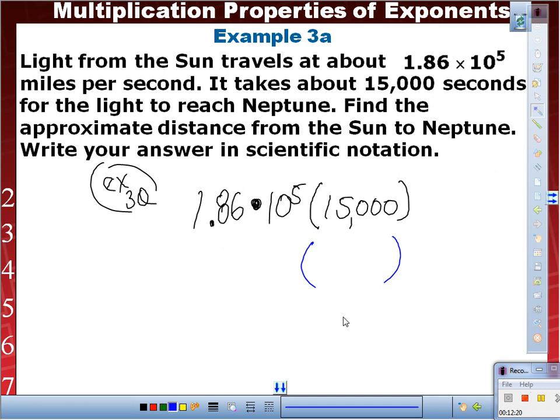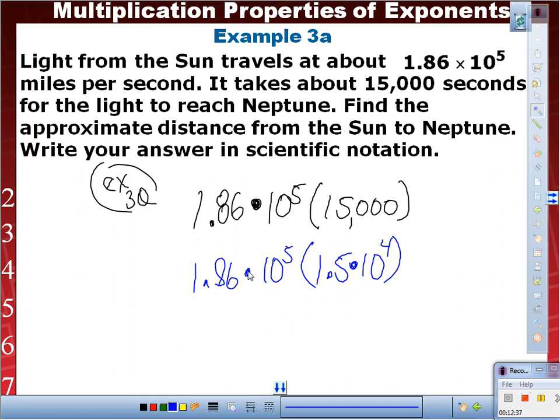Okay, who's got that number? Luca, go. 1.5 times 10 to the 6. Hands, have you got that? That is correct. So first thing, we need to change it to scientific. So we get 1.86 times 10 to the 5th times this.